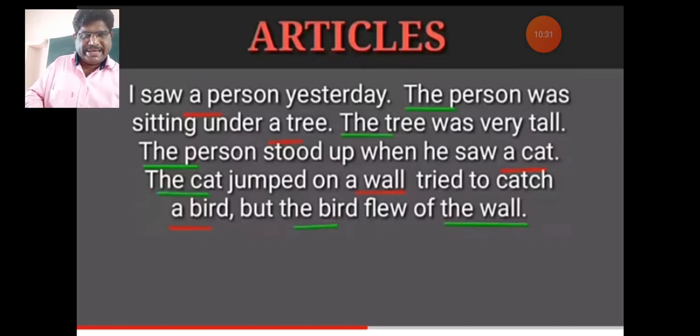The person stood up. He saw a cat. The cat: that is a definite article. And jumped on a wall. Tried to catch a bird. But the bird flew off the wall. So the definite article the is used for a specific one and for mentioning the specified one. That time you use the definite article the.